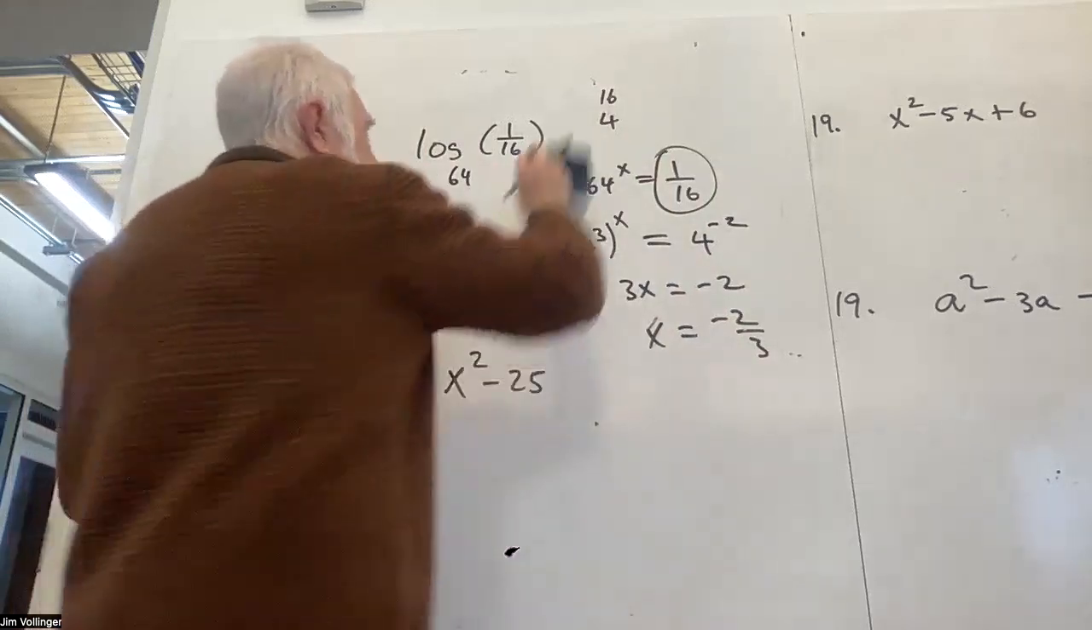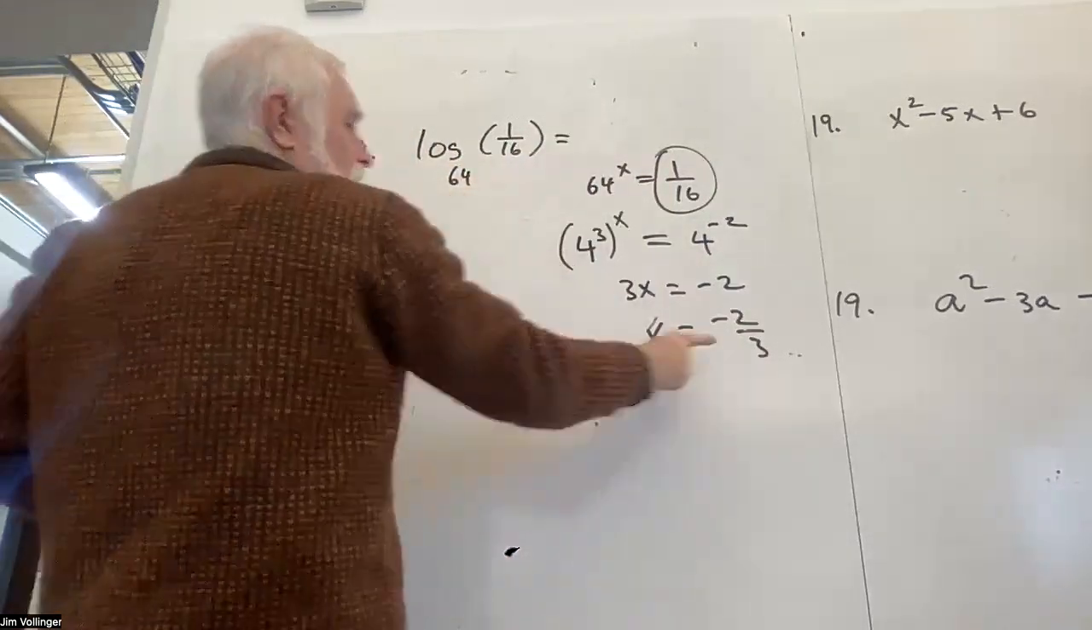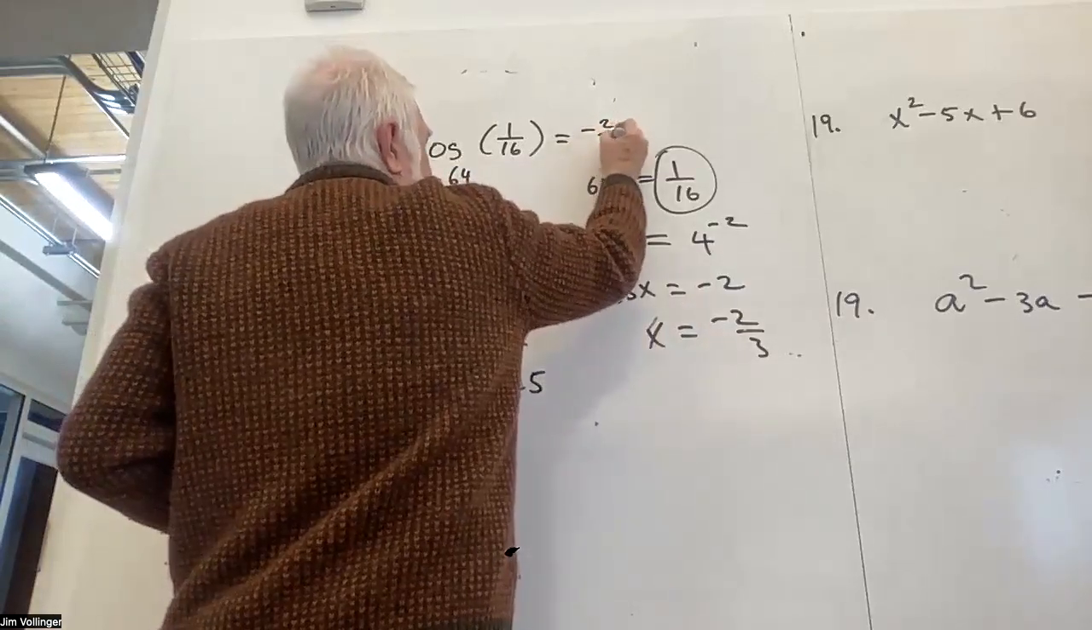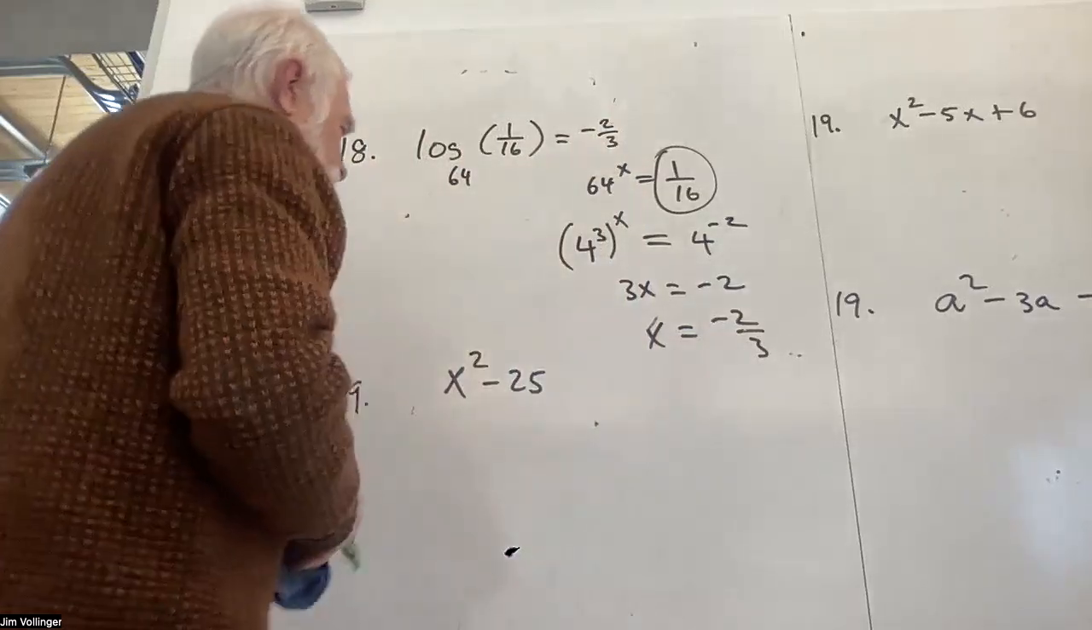So how do you answer this? You say that I'm looking for what exponent? That one. Because that's the exponential activity on top of this base that produces that quantity.